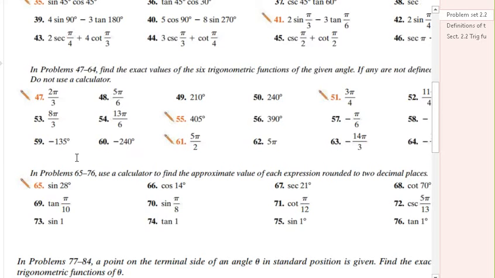Let's do some in radians. So, for instance, let's start with problem number 48. It says, find the exact values of the 6 trigonometric functions of the given angle. Well, that given angle for us there is 5 pi over 6. So let's do that.